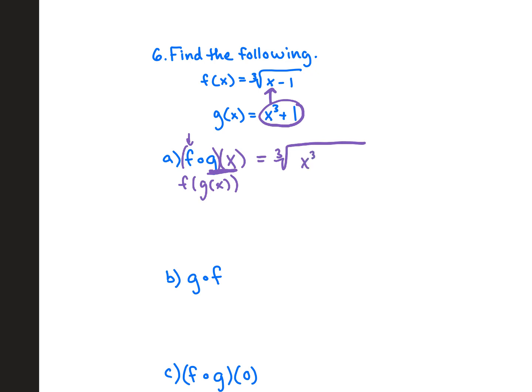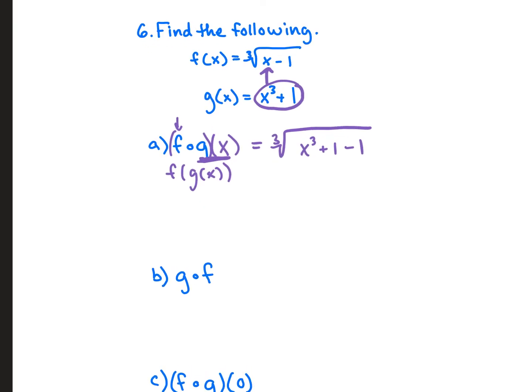So x cubed plus 1 minus 1. And now I can simplify. So the plus 1 and minus 1 will cancel out. So then I have the cubed root of x cubed, which the cubed root and the x cubed will cancel. So then I'm just left with x. So f of g of x is just x.